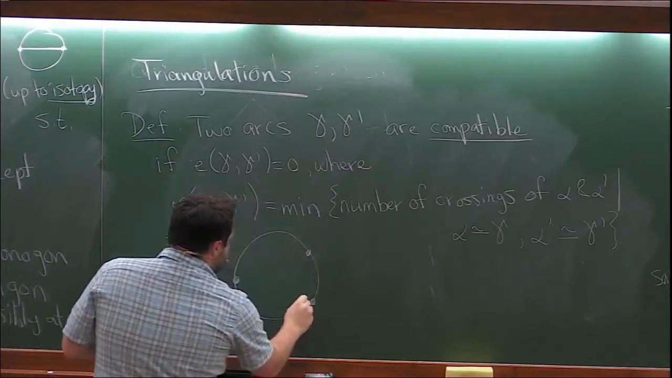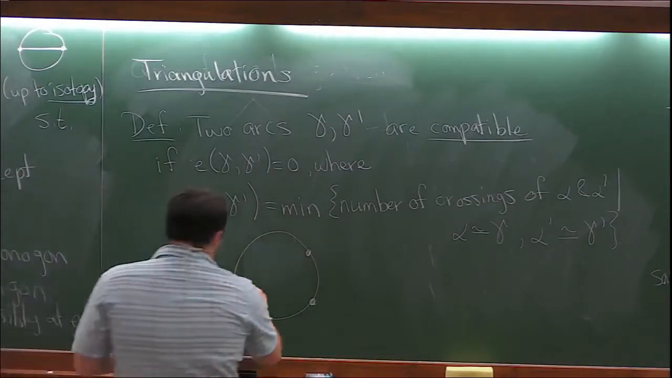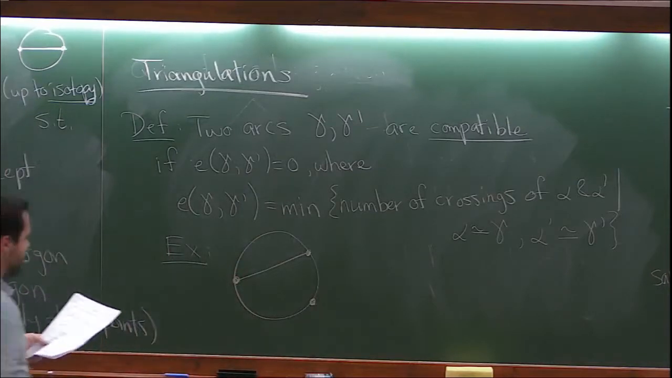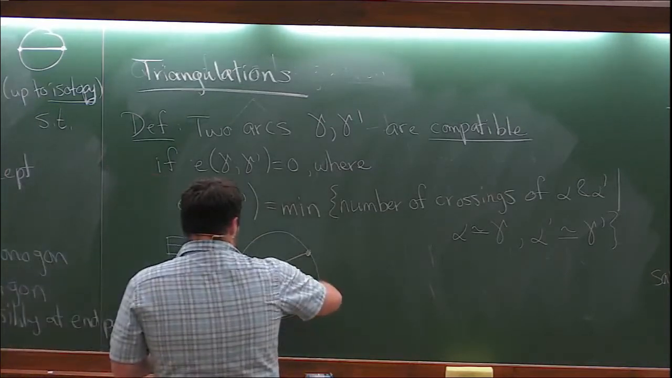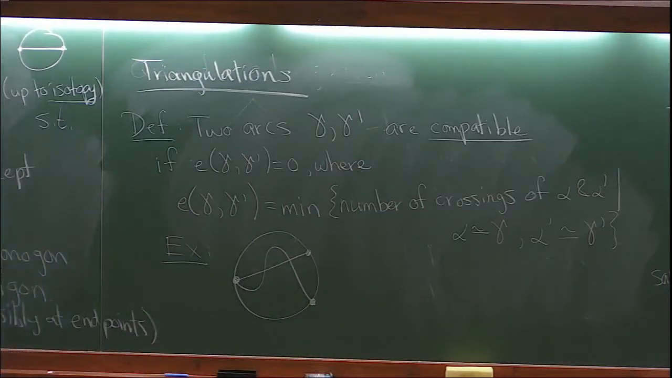So say I have 3 marked points on a disk, okay? And I have this arc, and I have this arc. So are these compatible or not?